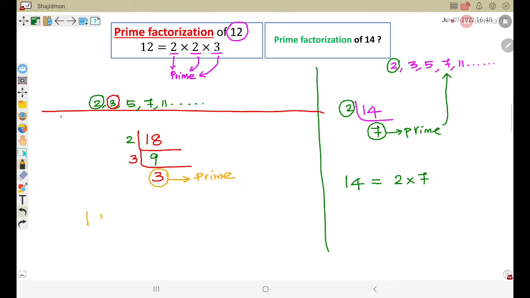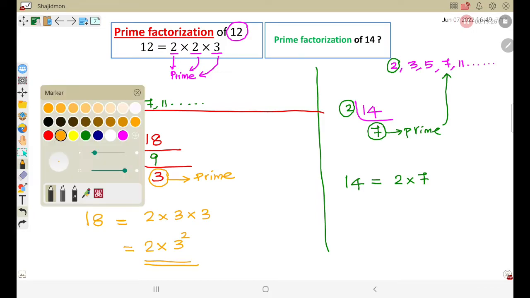So the number 18 we can write as its prime factorization. How can we write 18? 18 is equal to 2 multiply 3 multiply 3. That means these three numbers. Or we can write it like this: 2 multiply 3 power 2, because 3 comes 2 times. So this is the prime factorization of the number 18. I hope you understood the idea of what we are doing for prime factorization.